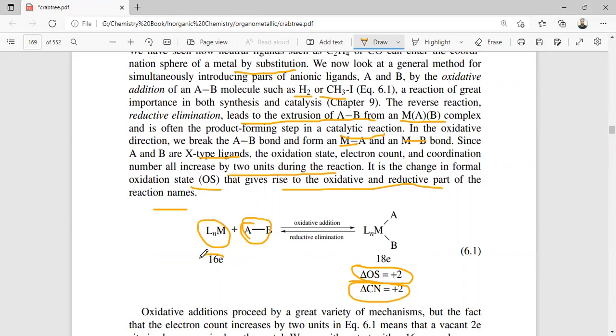So here, suppose it is a 16 electron complex, then here it becomes an 18 electron complex, and the reductive elimination is the reverse one. So in the reductive elimination, the oxidation state is decreased by 2 units, the coordination number is decreased by 2 units, and the electron count is decreased by 2 units.